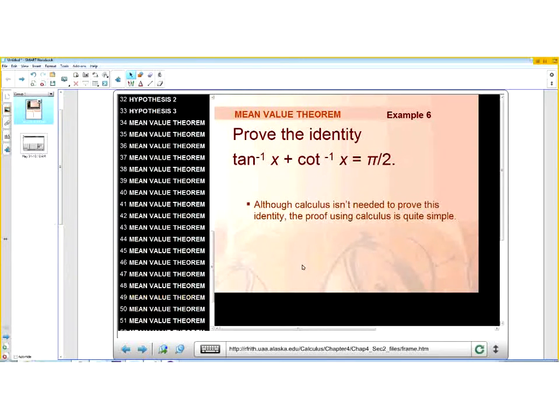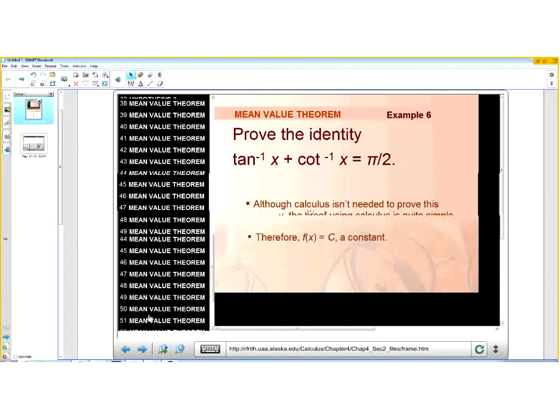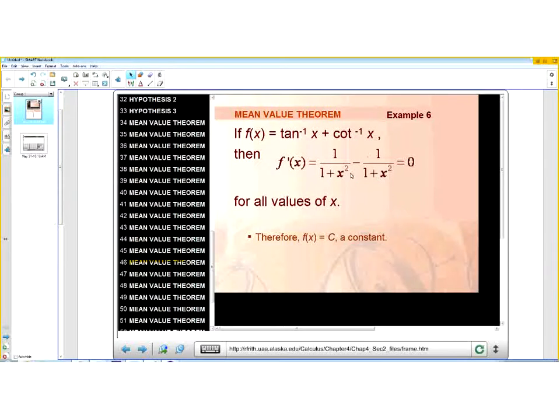Here's another interesting application. Going back to trigonometry, remember when we proved trigonometric identities? Well, here's one identity that you could never prove from your trigonometry class. Prove that the inverse tan of x plus the inverse cotangent of x is equal to pi halves. Let's see how we can use the mean value theorem to derive this.